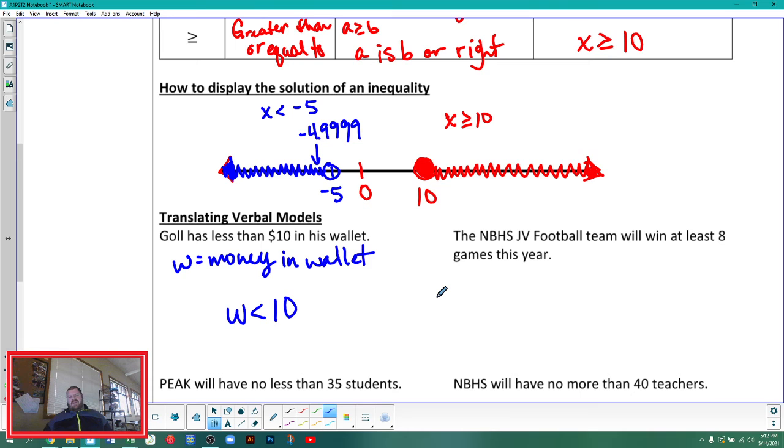The next one says the NBHS JV football team will win at least 8 games this year. Let's use W again for wins. Okay. At least 8 games means that we could win 8 games or anything more. So to include that we could win 8 games, that's going to be the line under it. And then we could also win more than 8 games.